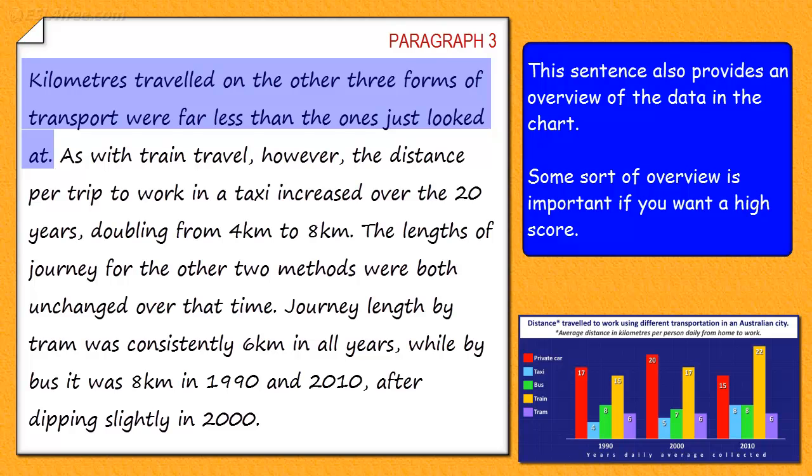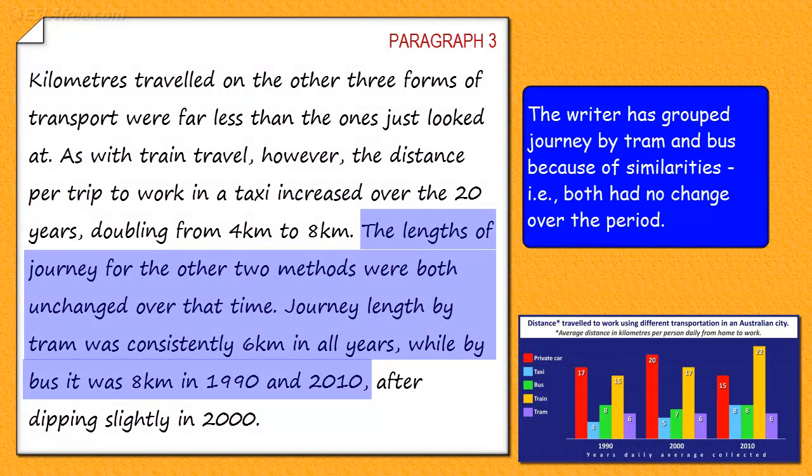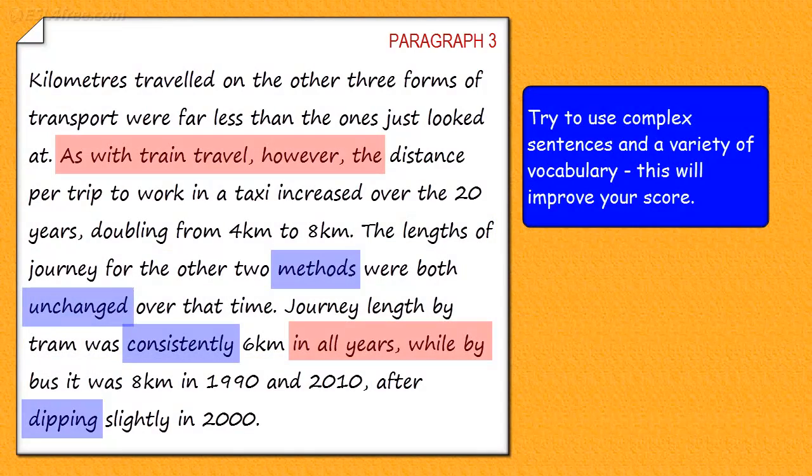This sentence also provides an overview of the data in the chart. Some sort of overview is important if you want a high score. The writer has grouped journey by tram and bus because of similarities. That is, both had no change over the period. Try to use complex sentences and a variety of vocabulary. This will improve your score.